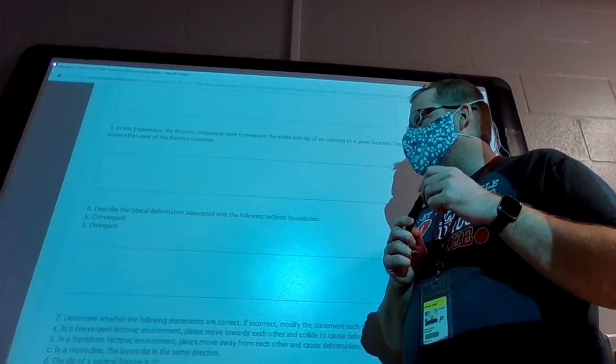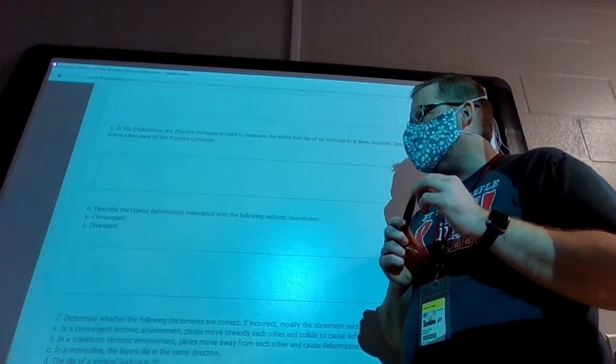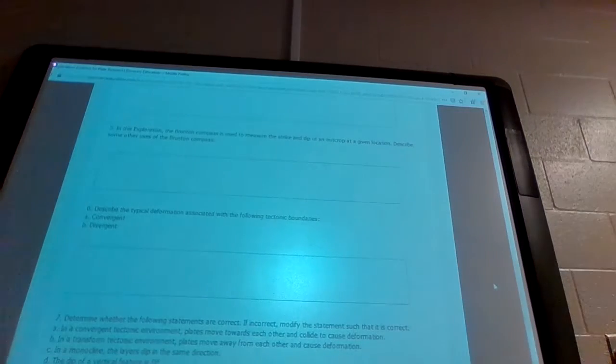Describe the typical deformation associated with the following tectonic boundaries: convergent and divergent. Okay, so let me actually get this real quick. This will help out. Okay, we haven't fully gotten into this yet with structure, I don't think. We didn't do anything with these yet, did we?